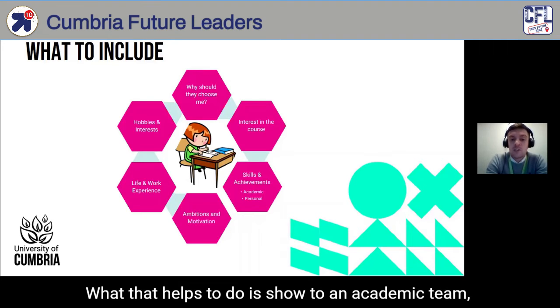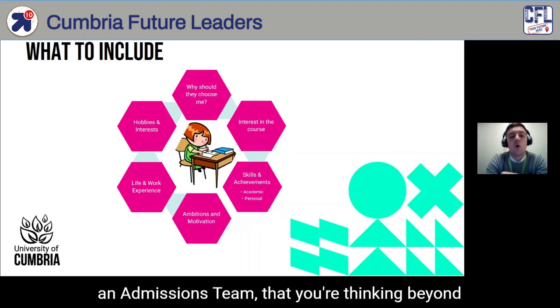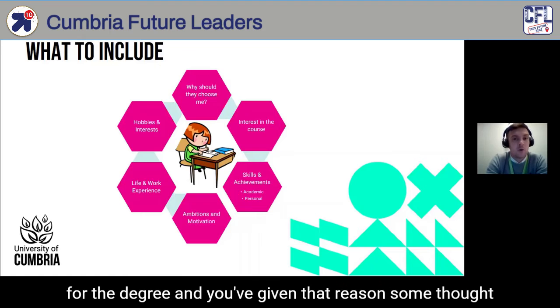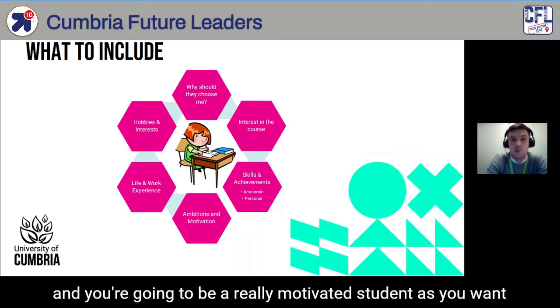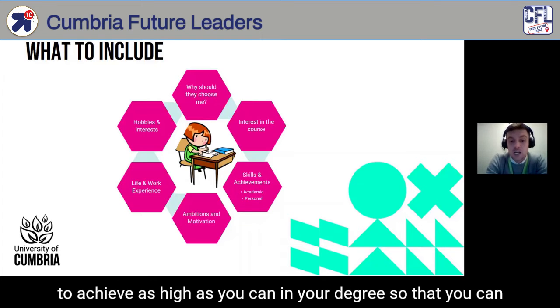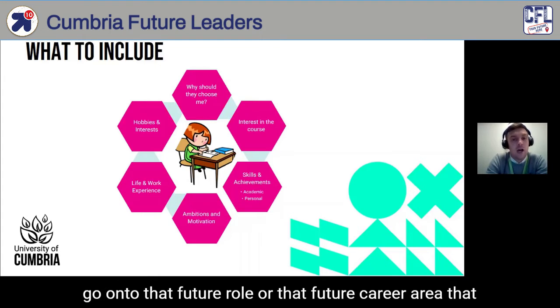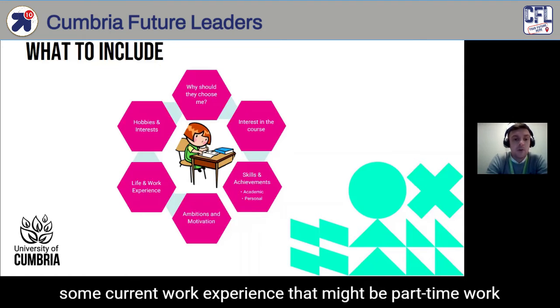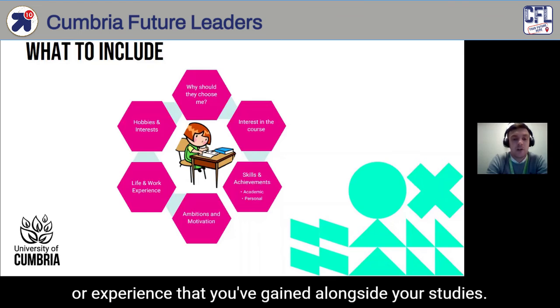And what that helps do is show to an academic team, show to an admissions team, that you're thinking beyond just your current situation, that you have a reason for applying for the degree and you've given that reason some thought, and you're going to be a really motivated student as you want to achieve as high as you can in your degree, so that you can go on to that future role or that future career area that you're looking into. And it might be that you've already got some current work experience, that might be part-time work or experience that you've gained alongside your studies.